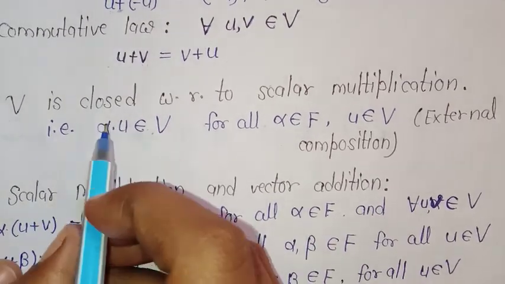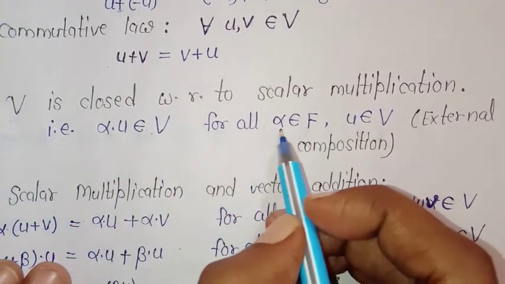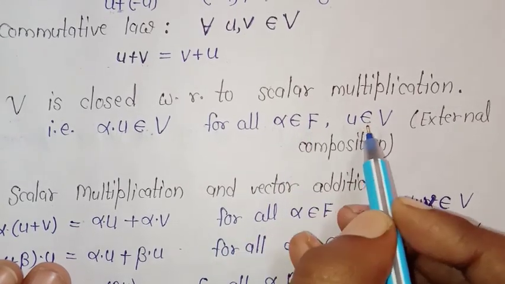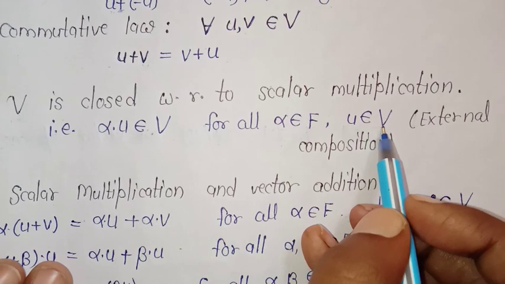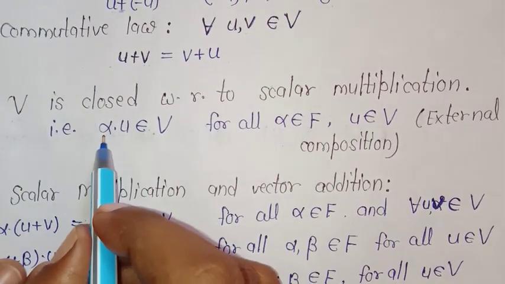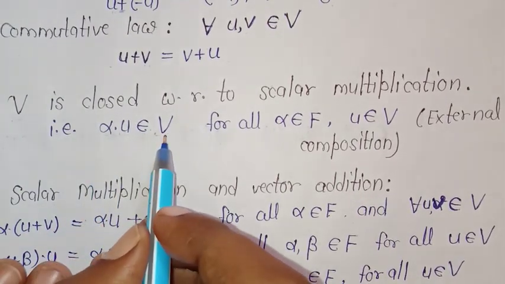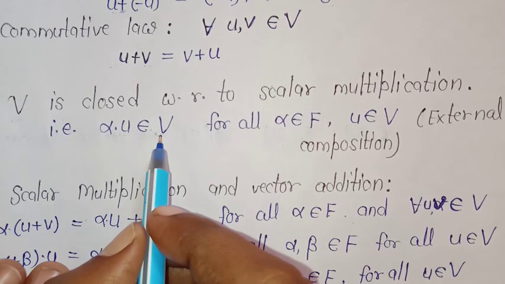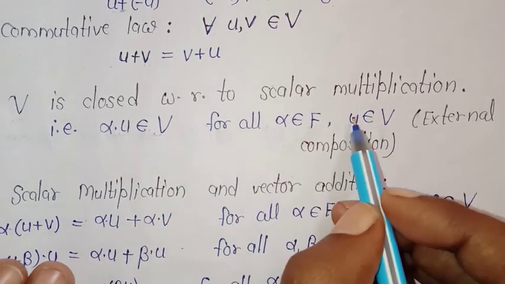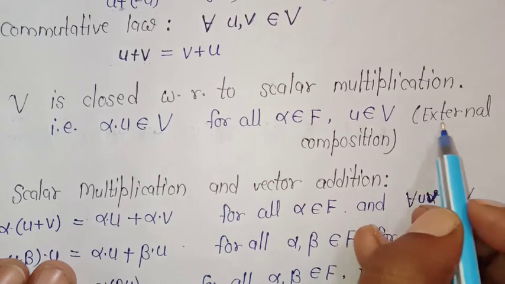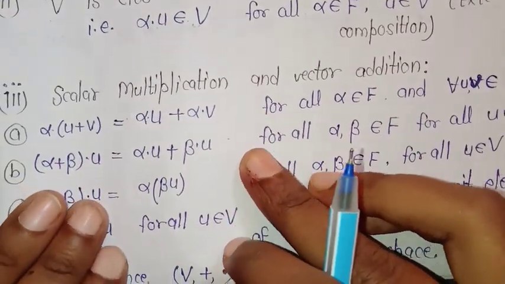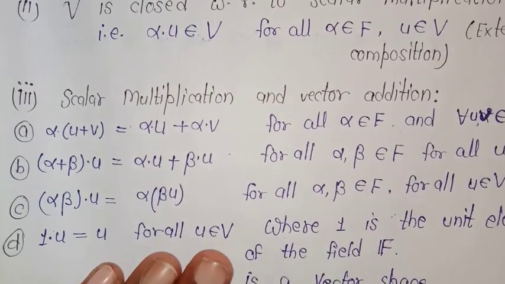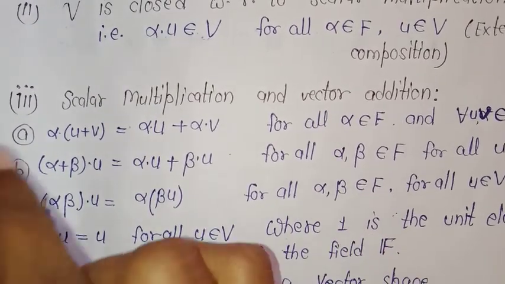If this type of condition is holding, we say that our composition is external as well. So I am taking one element alpha belonging to F and one vector u belonging to this set V, such that their product alpha dot u belongs to V. If this type of condition is holding, then we call dot an external composition. Now let's move to our third and last property, scalar multiplication and vector addition.